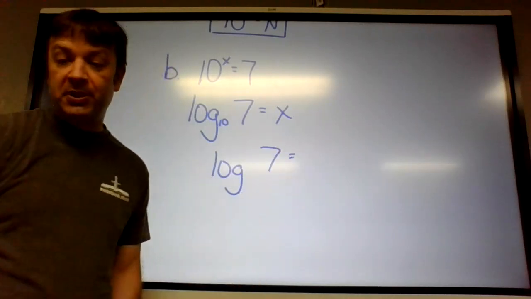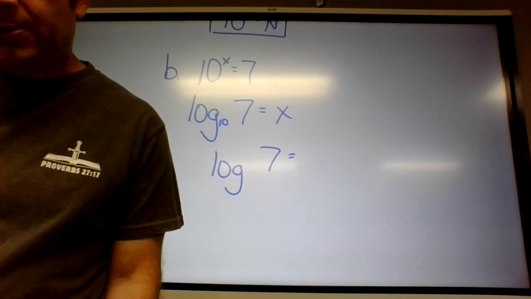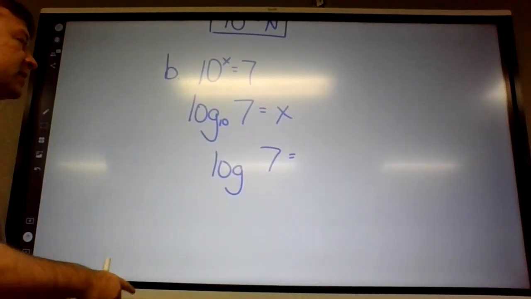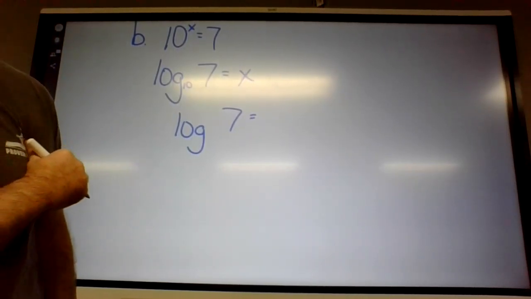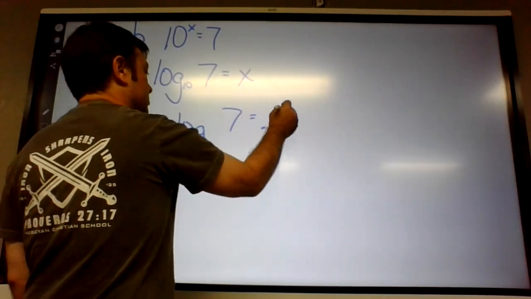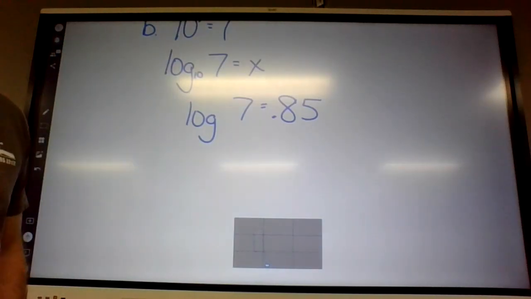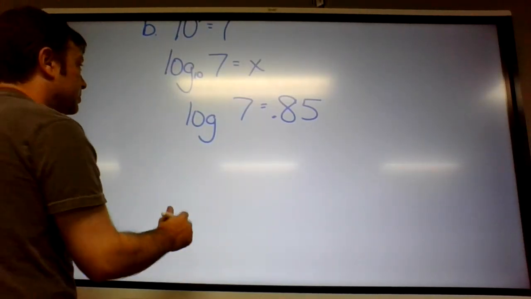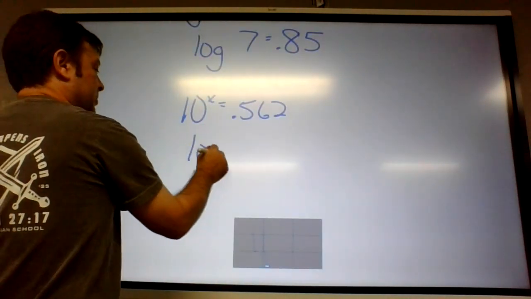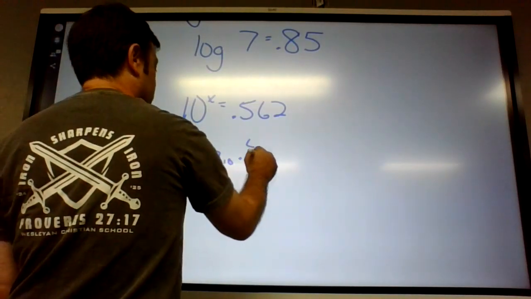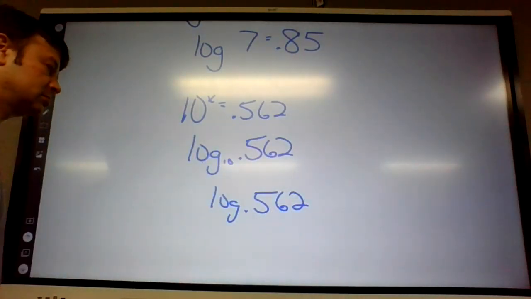How many decimal places are we going? Doesn't tell us, does it? They went to 2 decimal places. Oh, it does say hundreds, yeah. Okay, yeah, 2 decimal places. Okay, and then the other one is 10 to the x equals 0.562. Kind of the same thing, log base 10 of 0.562, or just common log 0.562.